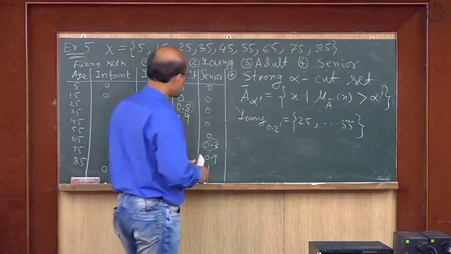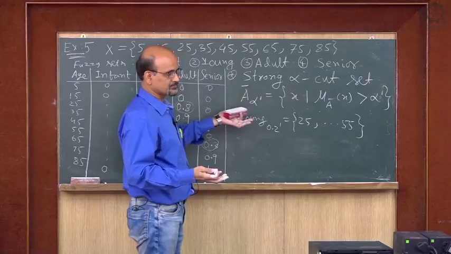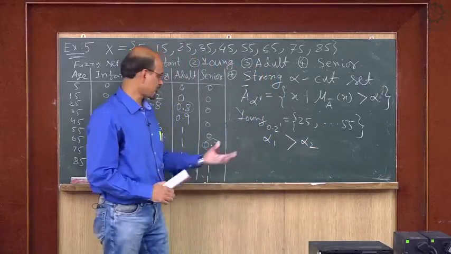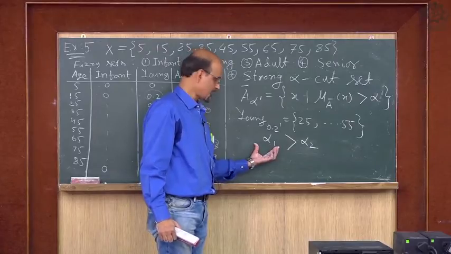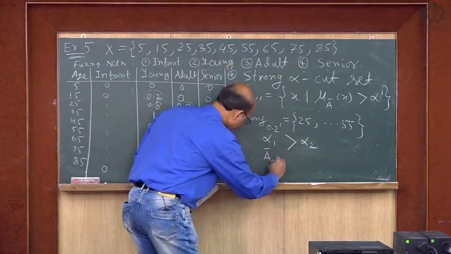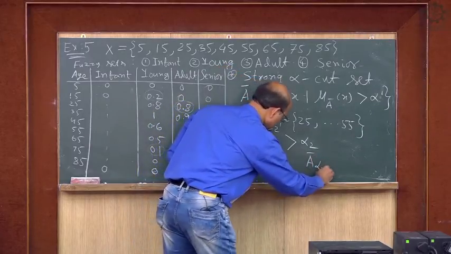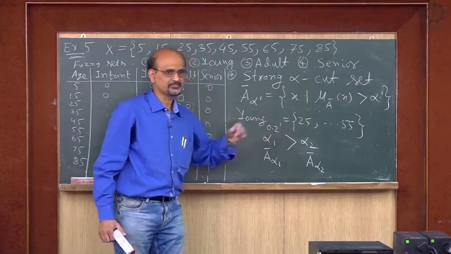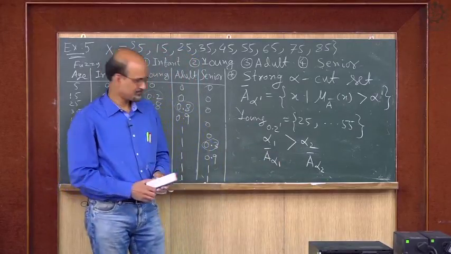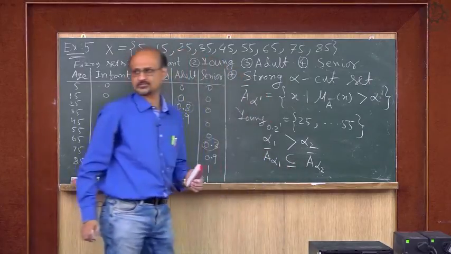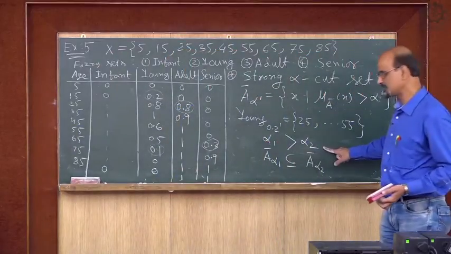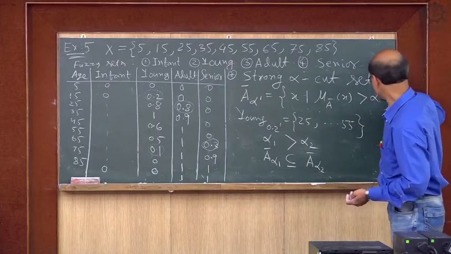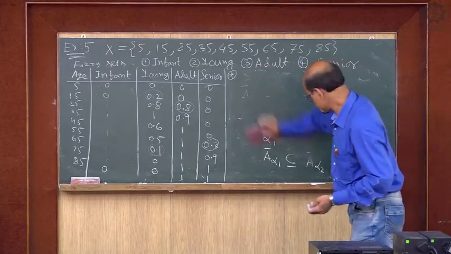Okay, clear? Now suppose for alpha cut sets, alpha 1 is greater than alpha 2, and I want to find A bar alpha 1 and A bar alpha 2, the corresponding alpha cut sets. What should be the relation? It should be a subset. Understood? If alpha 1 is greater than alpha 2, then A bar alpha 1 is a subset of A bar alpha 2. We can very well see by a figure what is happening.